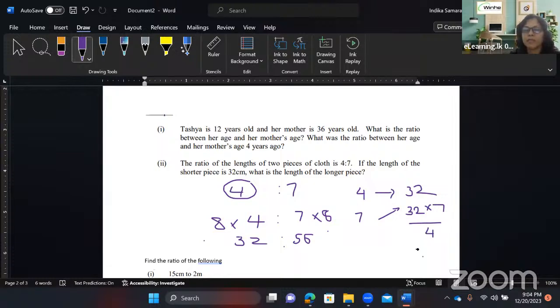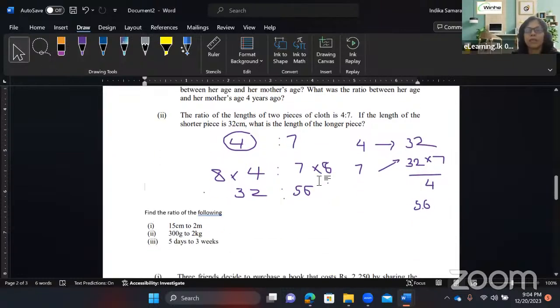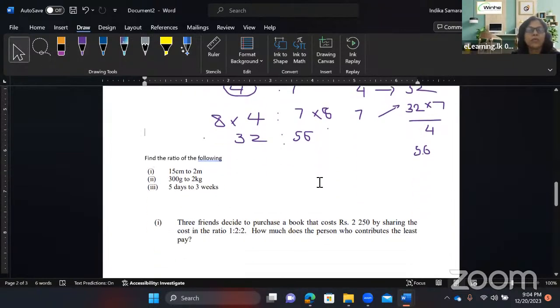The same answer will come, right? Here we don't need to find out the total of the ratio, right? Right. If you go into the next one, do the next one.